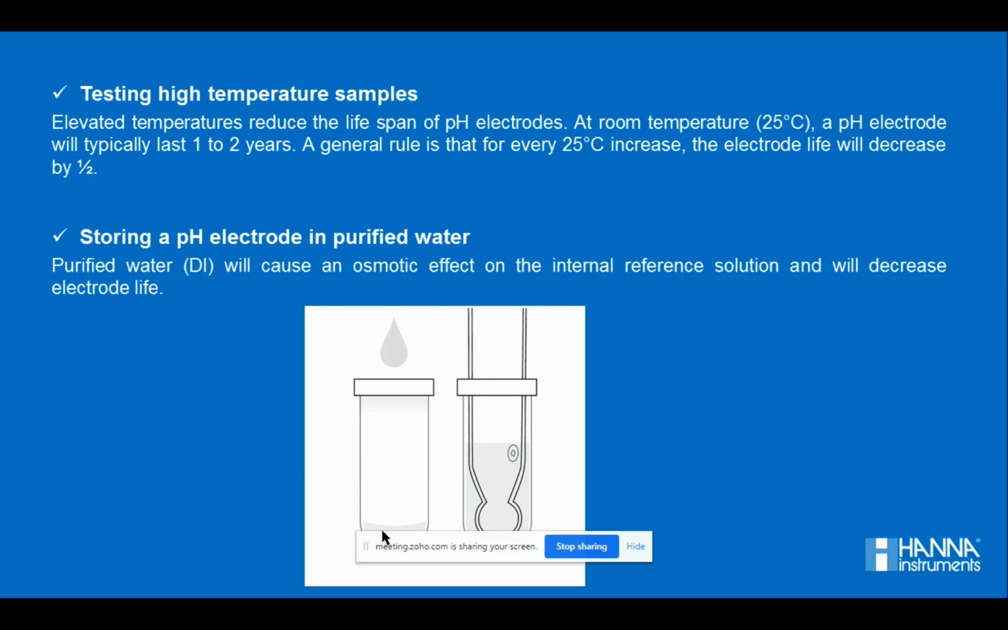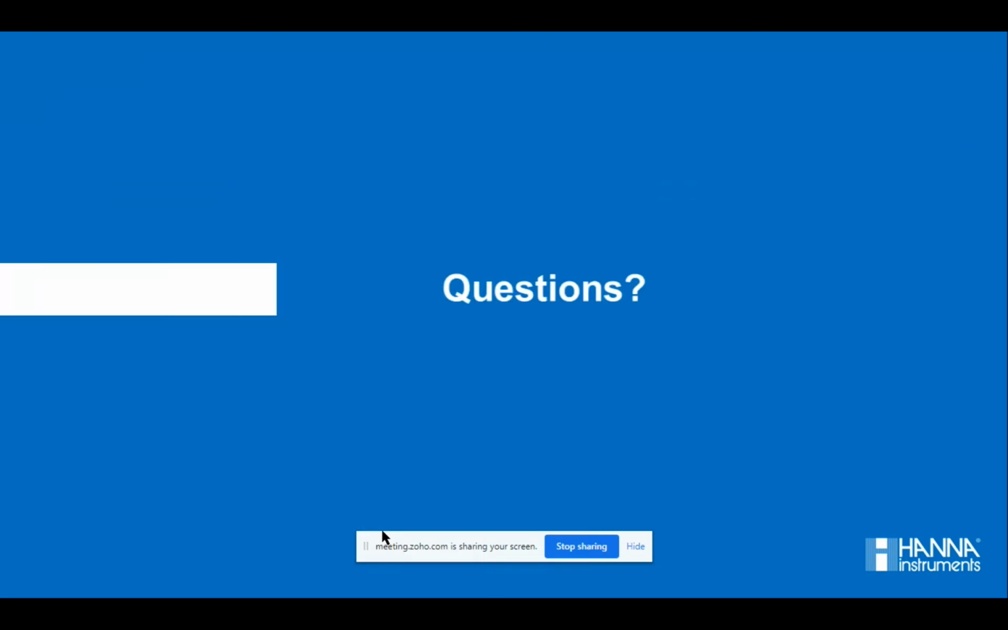will leach out into the DI water stored in the storage cap of the electrode, thus changing the concentration of the reference electrolyte as well as of the storage solution, and will ruin your electrode bulb and junction completely. Thus, the electrode will no longer be in use. So you have to store your electrode in storage solution only and not in DI water.